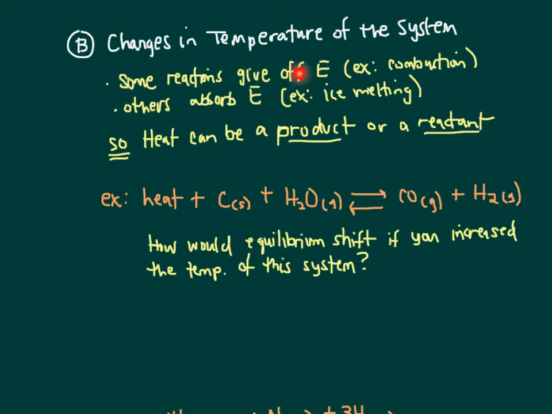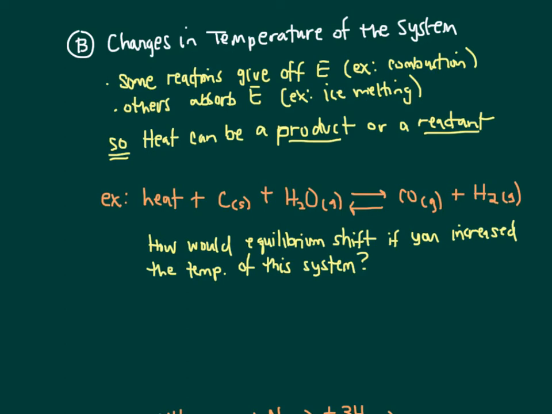they actually give off energy. An example of that would be combustion. Combustion actually gives off a lot of heat. And other reactions, instead of giving off heat, actually take heat in or absorb heat. An example of that would be melting ice. For an ice cube to melt, it actually has to absorb heat.